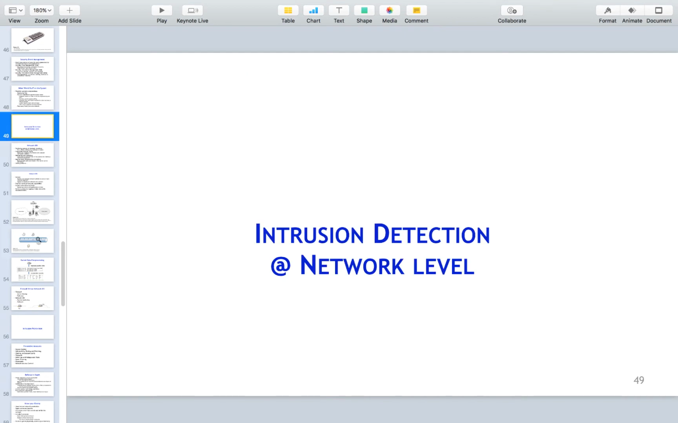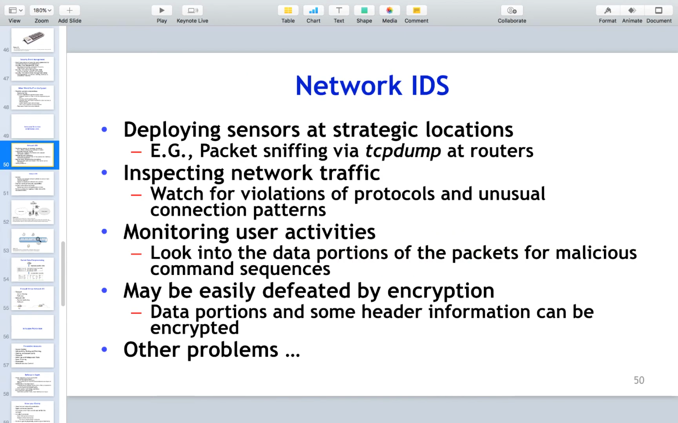Intrusion detection at the network level: deploying sensors at strategic locations, packet sniffing via TCP at routers, inspecting network traffic, watching for violations. This is versus the host intrusion detection systems, where you try to monitor user activities and look for things that are out of the ordinary, possibly downloading malicious software.